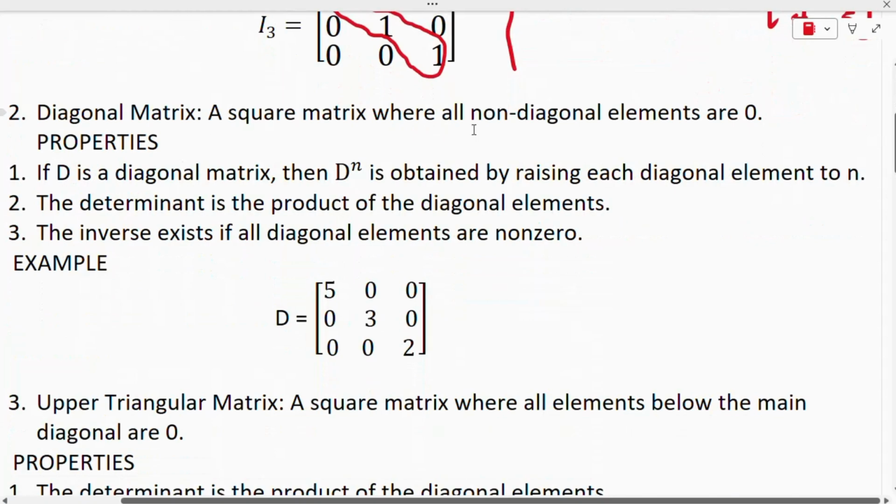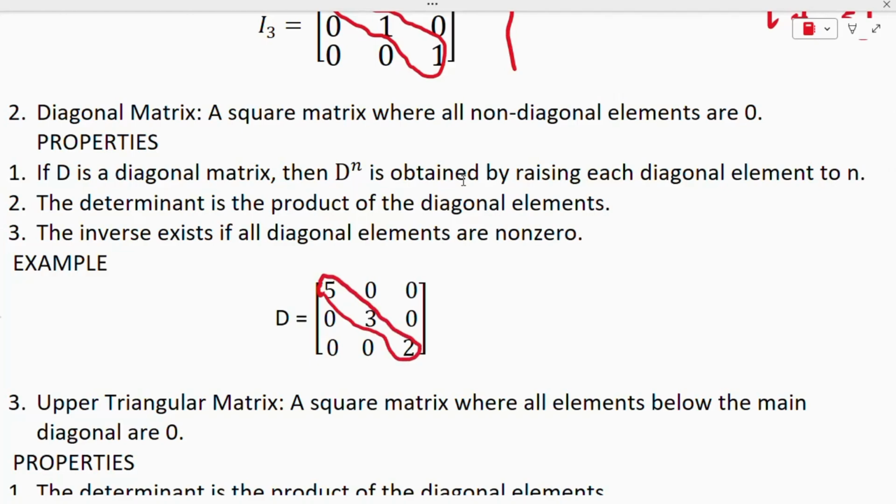A diagonal matrix is a square matrix where all non-diagonal elements are 0. So a diagonal matrix simply implies that this is a diagonal matrix, right? Since the diagonal elements are non-zero and all the non-diagonal elements are 0, we refer to this type of matrix as a diagonal matrix. Now, one of the properties states if D is a diagonal matrix, then D raised to the power of n is obtained by raising each diagonal element to n.